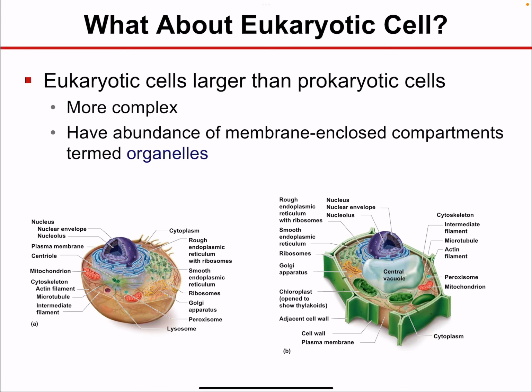So let's talk now about eukaryotic cells. In this segment, we are going to address both the structural and the functional aspects of the components that make up eukaryotic cells. Now, we said that eukaryotic cells are much more complex than prokaryotic cells. We said that they were larger.